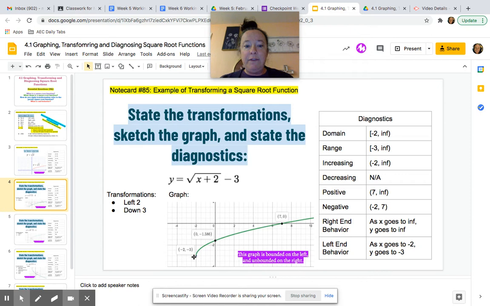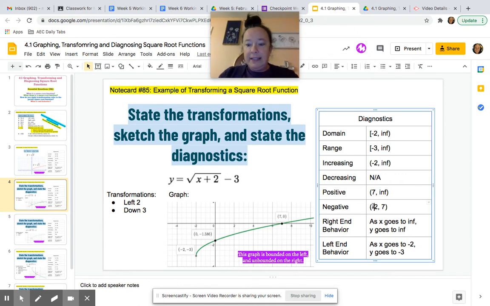Now, it's positive from 7, right here, 7 and on, so 7 to infinity. And it's negative from, oops, I need to fix this. All right, so it's negative from -2, and that's included because at that point, -2, the y value is -3, so it is negative. So we can put a bracket on it. So it's negative from -2 up to 7, but the 7 needs to have a parenthesis because that's an x-intercept, and the y value is 0, and that y value is not negative.